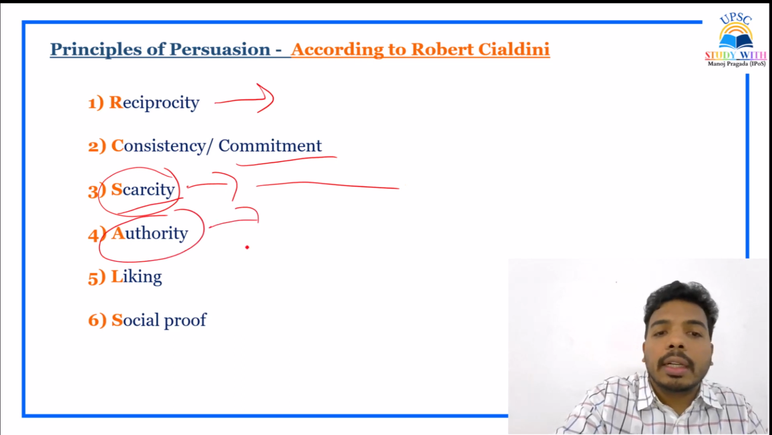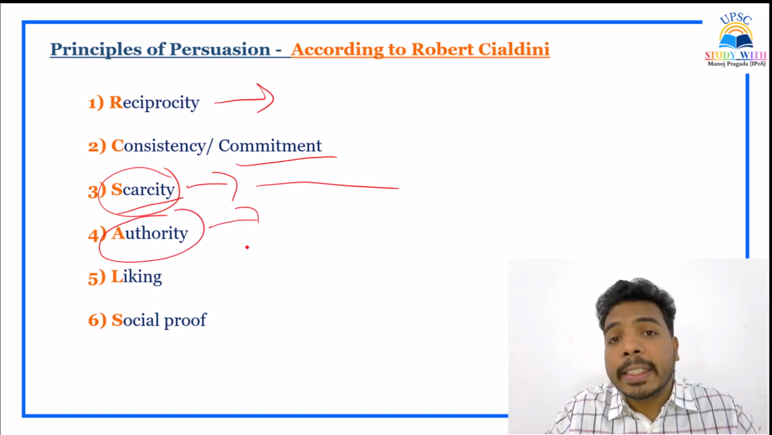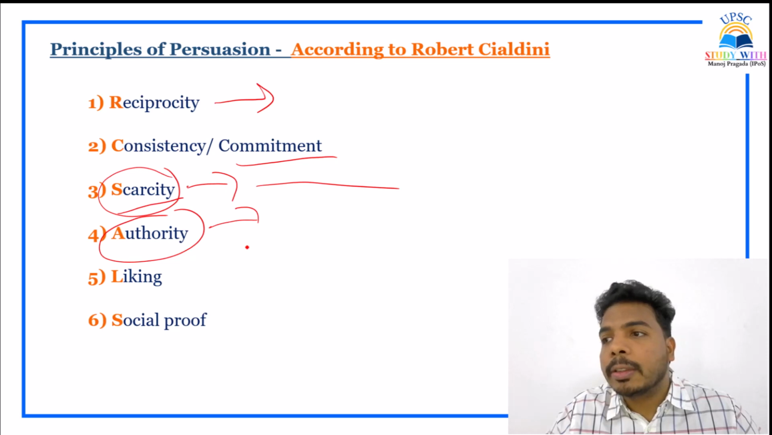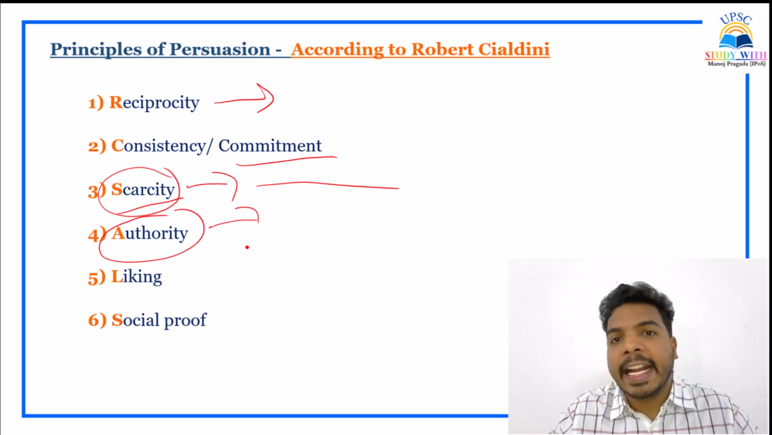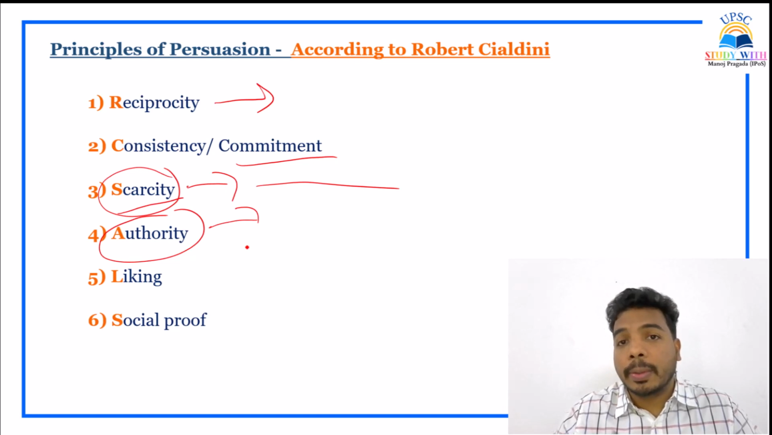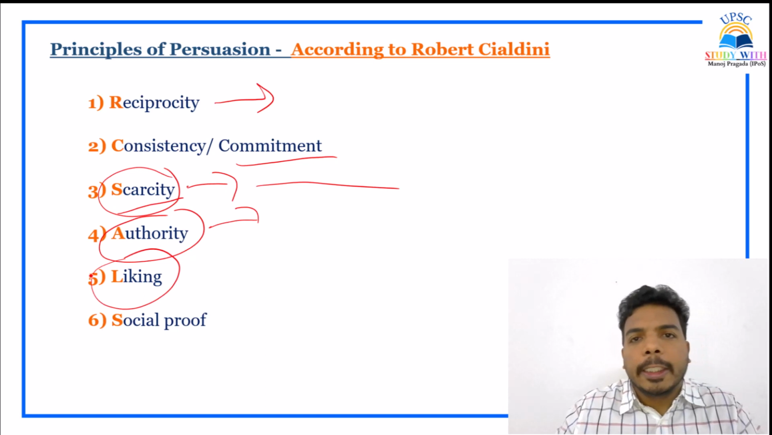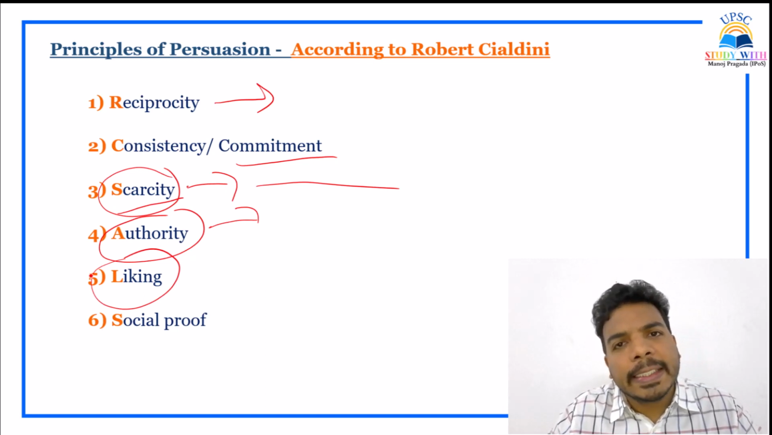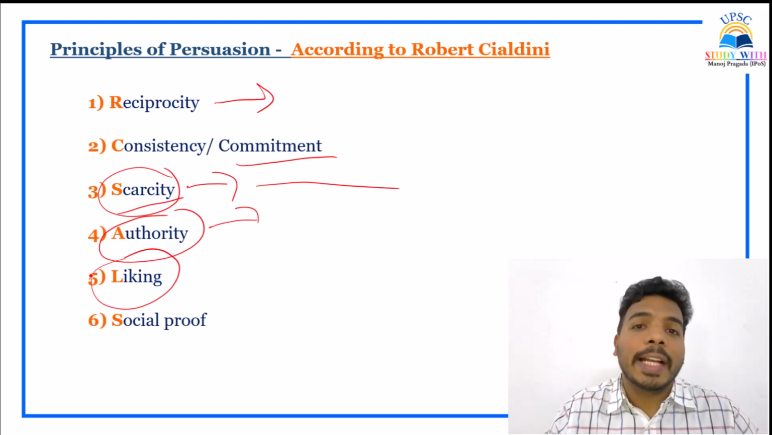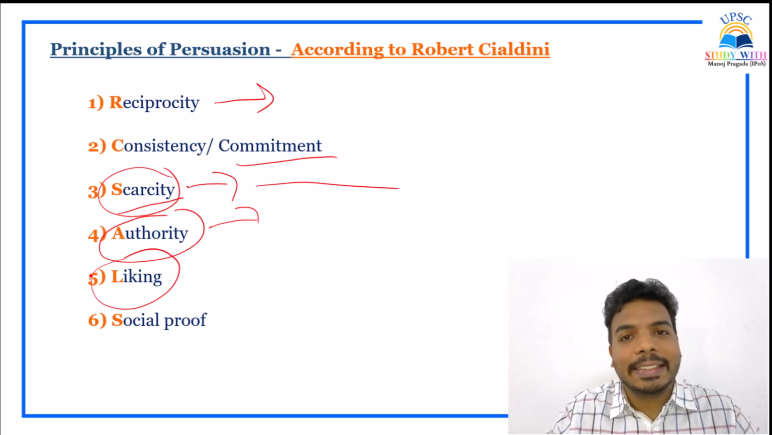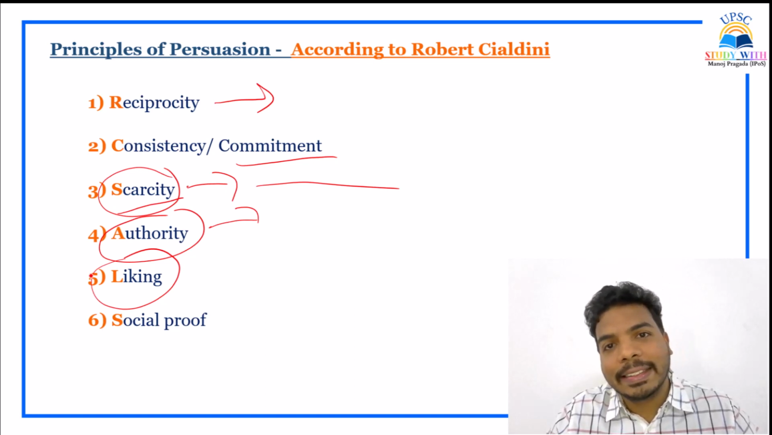Authority. Through authority also, you can convince or you can change people to develop a certain habit or to develop certain attitudes or to get your work done. Liking. If you like somebody, whatever he says, you will do. So your attitude is changed. You will do whatever he says.